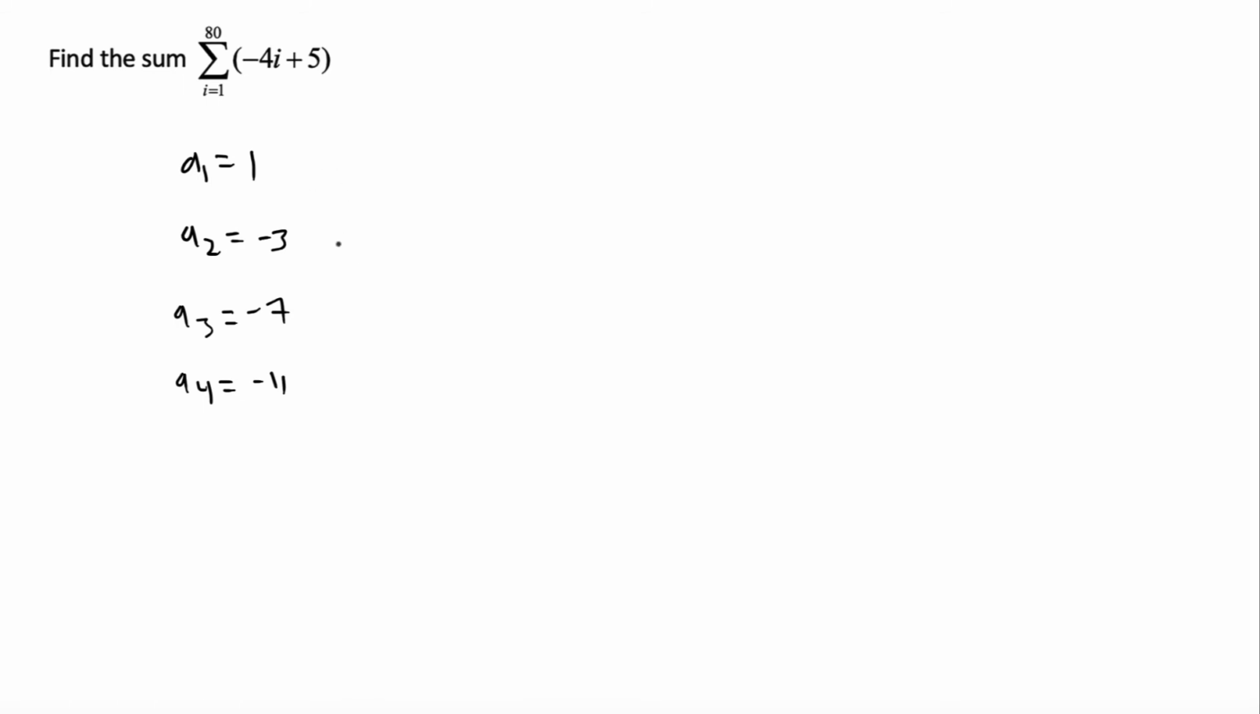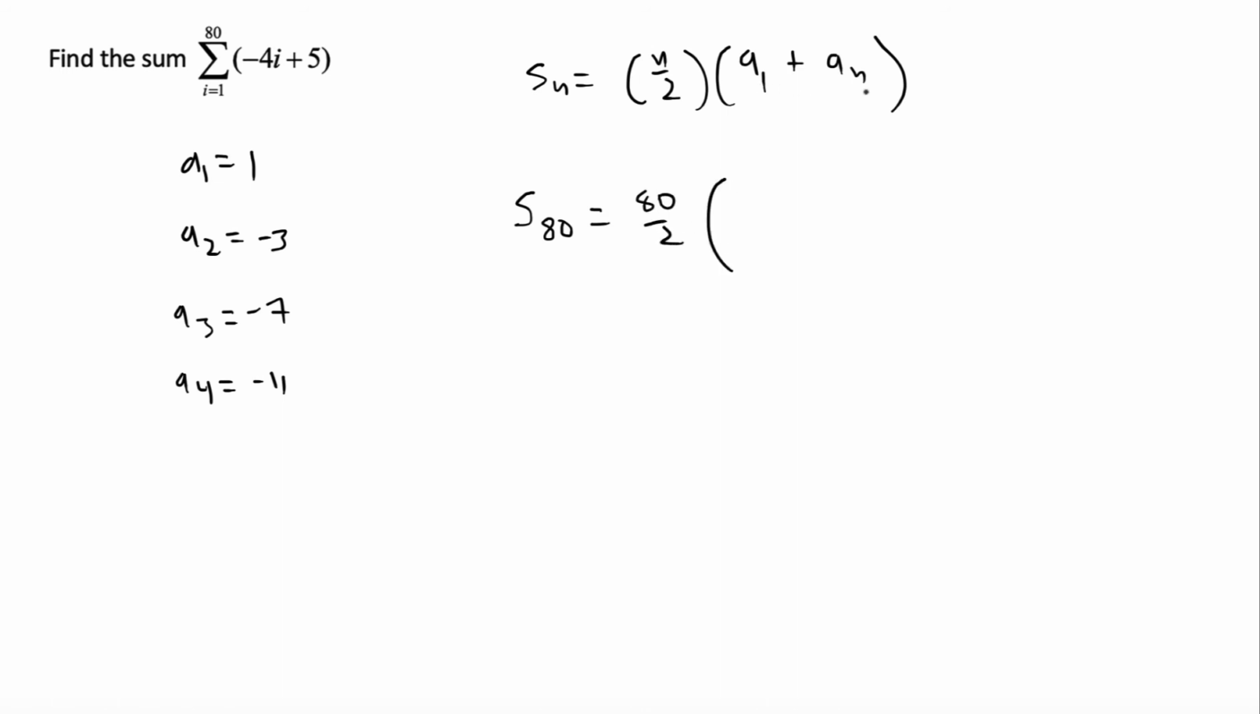The good thing about that is there is an actual formula for the sum of the first n terms of an arithmetic sequence: Sn is equal to n over 2 times the first term plus the last term. Notice that here we're going from 1 to 80, which means there are going to be 80 terms in the sequence. For this particular example, we want to find the sum of the first 80 terms. So that's going to be 80 divided by 2, and then the first term plus the last term.